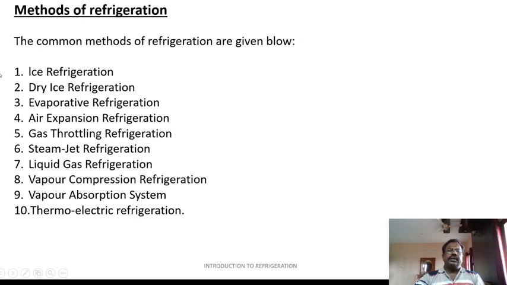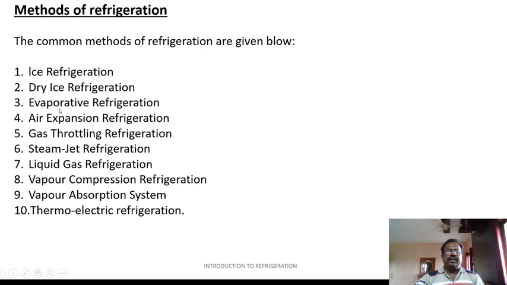Let us come to methods of refrigeration. There are 10 types of refrigeration system, out of which vapor compression refrigeration and vapor absorption refrigeration system are important for the subject point of view. Let us read about these refrigeration methods.